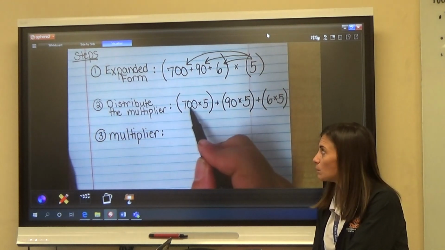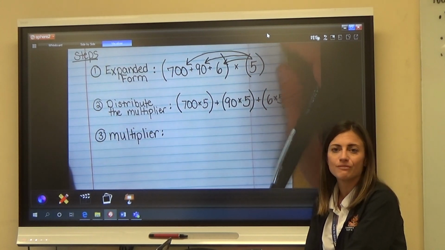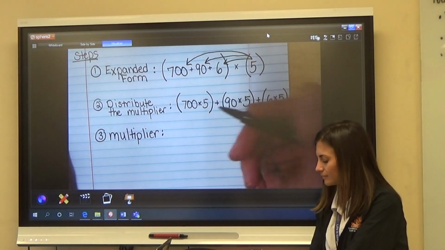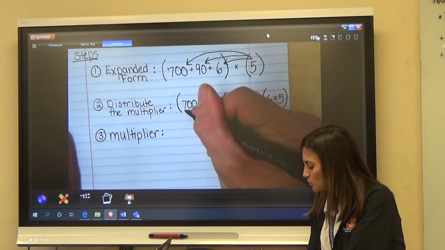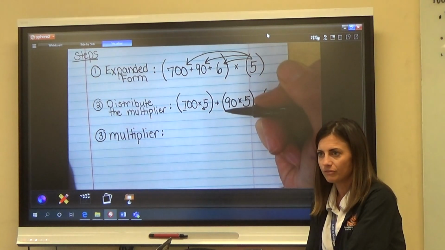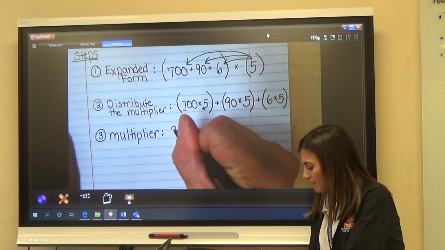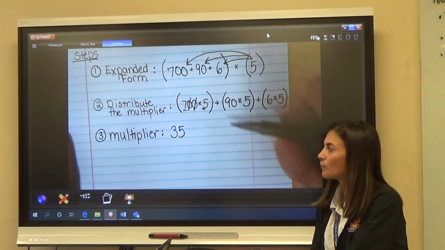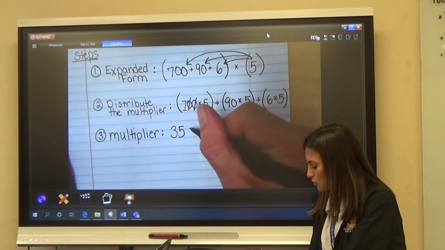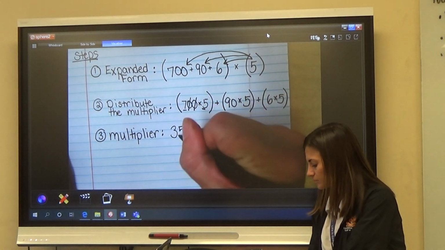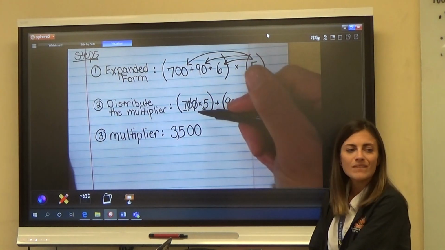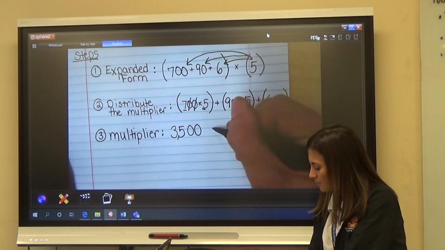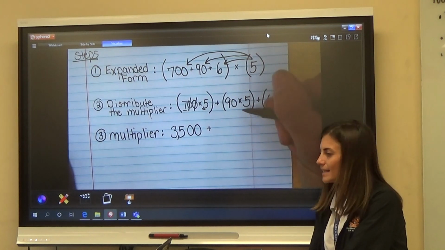Who can tell me how I would multiply 700 times 5? How would we do that? 7 times 5 and add 0. Perfect. So we're going to do 7 times 5, which gives me 35. And then I'm going to add the 2 zeros that were in 700. So I add 2 zeros to that number. So my first value is 3,500. Then I'm going to add that to my next value.